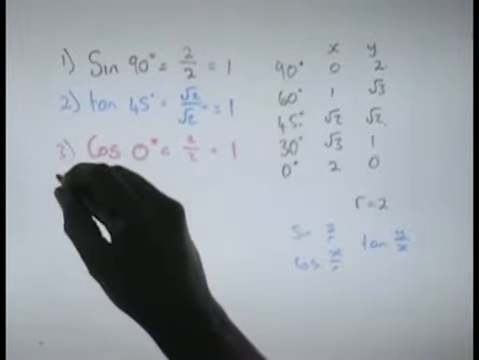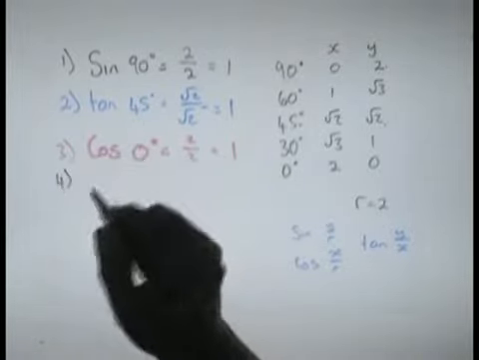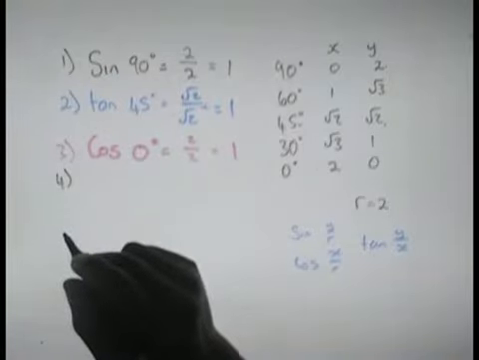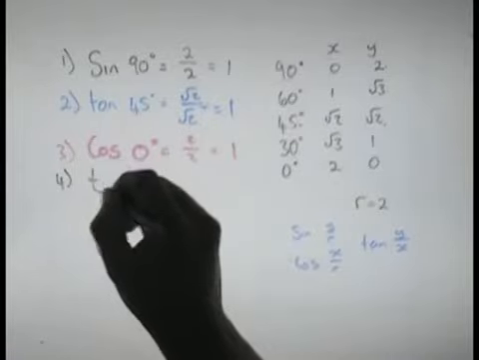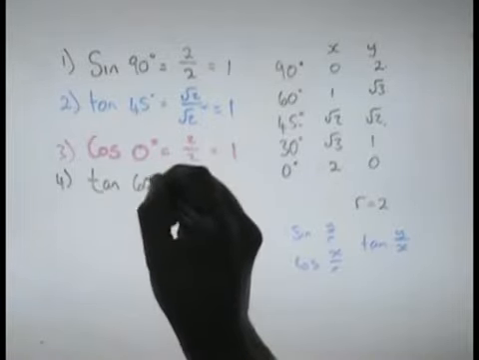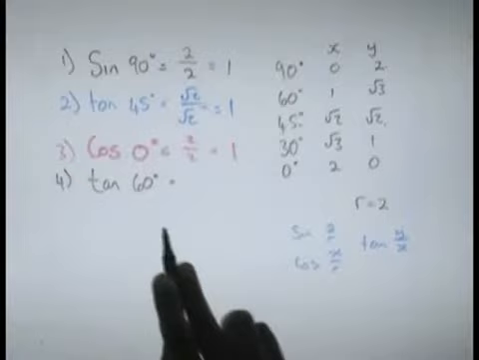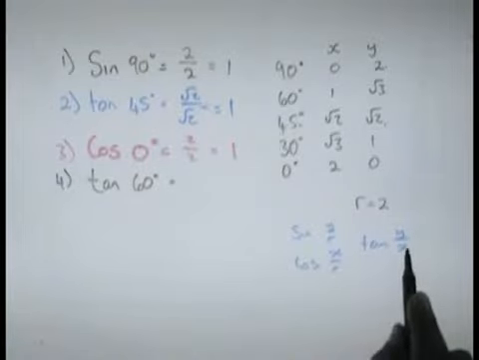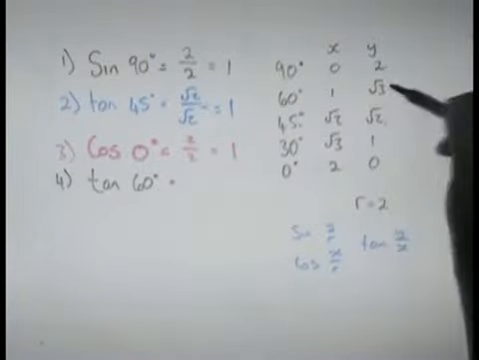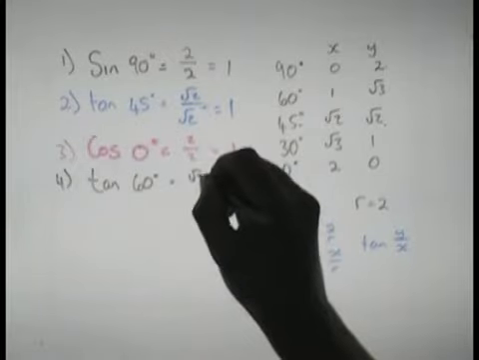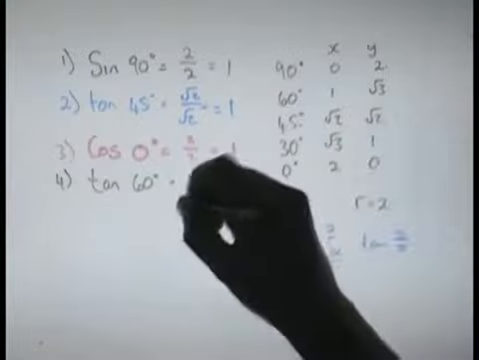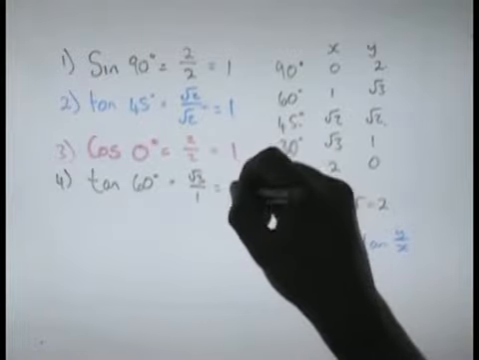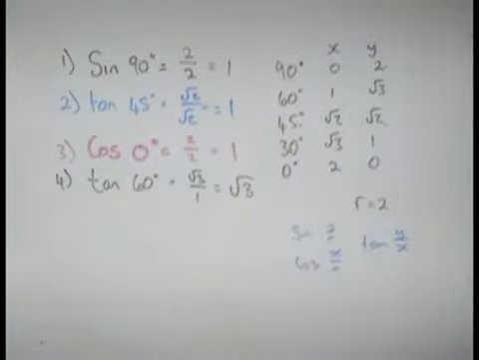The fourth one I gave you to do read tan of 60. Tan of 60 degrees is equal to, now tan is y over x. Of 60 degrees, y is root 3. X of 60 degrees is 1. So my answer is just root 3.